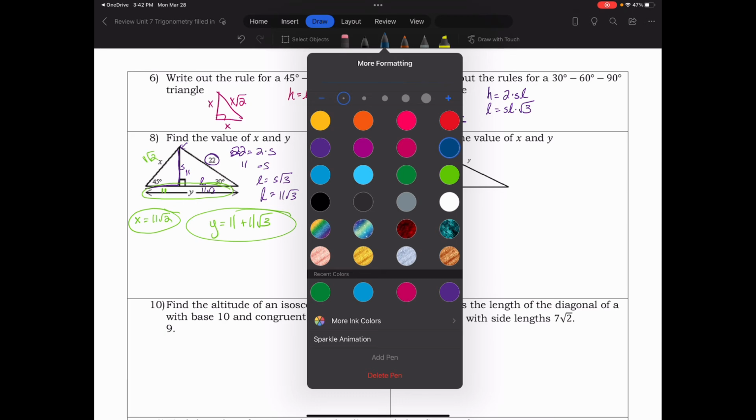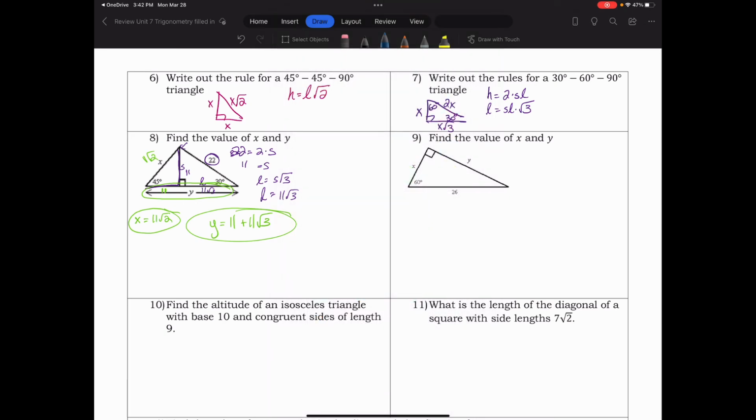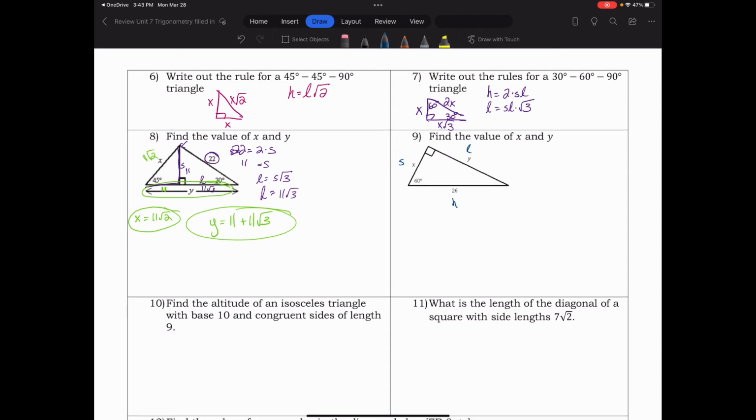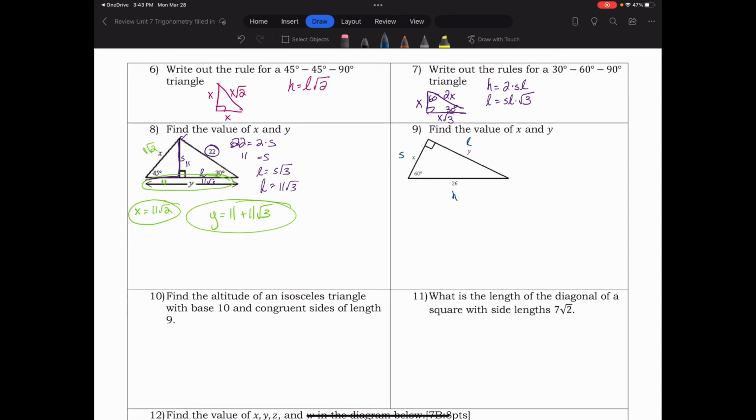Number 9 here is my 30, 60, 90. I look at this is my hypotenuse, this is my short leg, this is my long leg for this triangle. It may change if you have multiple triangles. I know that this is my hypotenuse. My short leg is half my hypotenuse, so this is going to be 13, and this is going to be 13 radical 3. So that one was pretty easy.